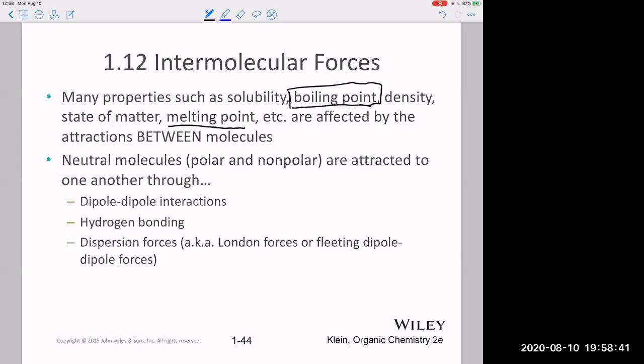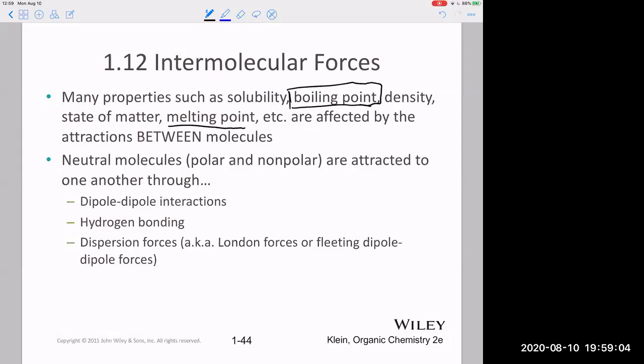Some stuff can pack together pretty efficiently. So boiling point, going from liquid to gas phase, which is really just the process of separating molecules, is a great indirect measure for how strongly these molecules are interacting with one another. So we will be comparing boiling points of compounds as a way of demonstrating that these ones interact more strongly than these ones.